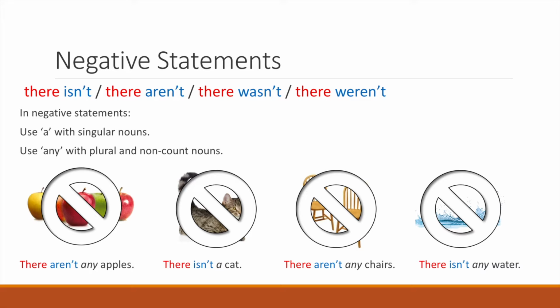In negative statements, we form a contraction with the be verb and not. You'll remember from previous lessons, we need an apostrophe between the N and the T. For example, we have there isn't, there aren't, there wasn't, and there weren't. In negative statements, we have to use a or an with singular nouns. With plural and non-count nouns, we use any. For example, there aren't any apples. There isn't a cat. There aren't any chairs. There isn't any water. As a reminder, using a or an means that there's only one.